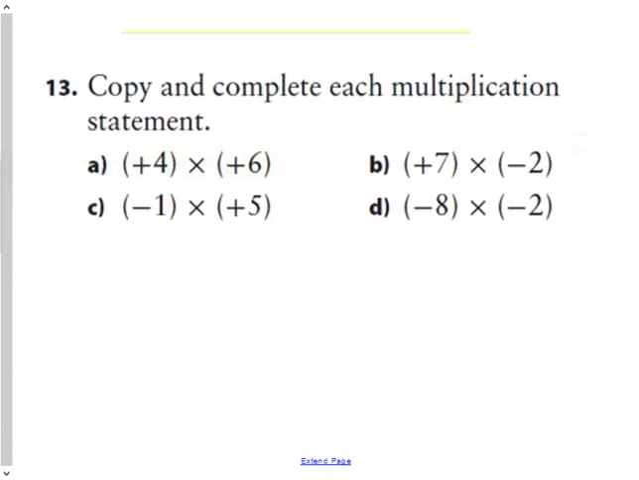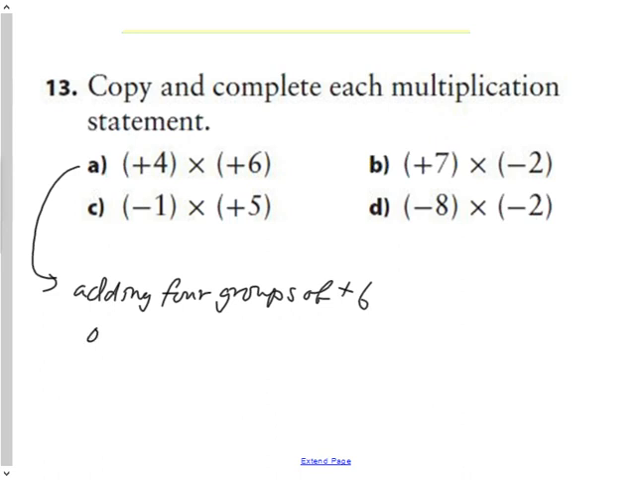In question 13 it says copy and complete each multiplication statement. We wanted to use modeling to solve it. So it says adding, there goes the bell, 4 groups of +6. So here's one group of +6.